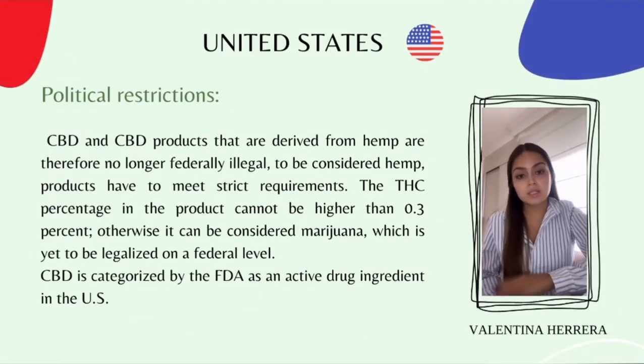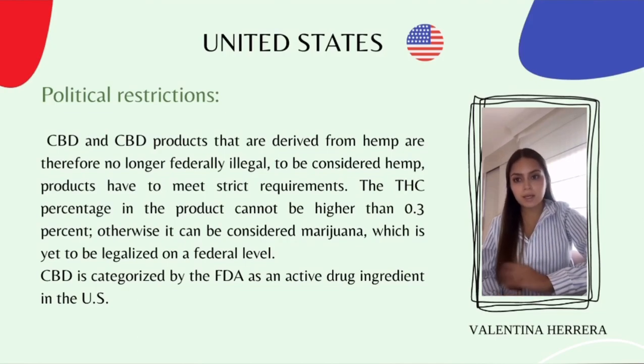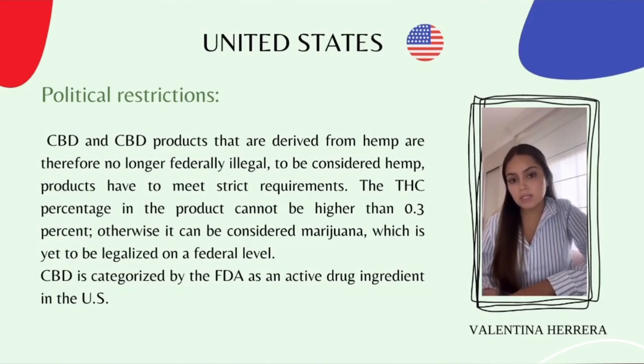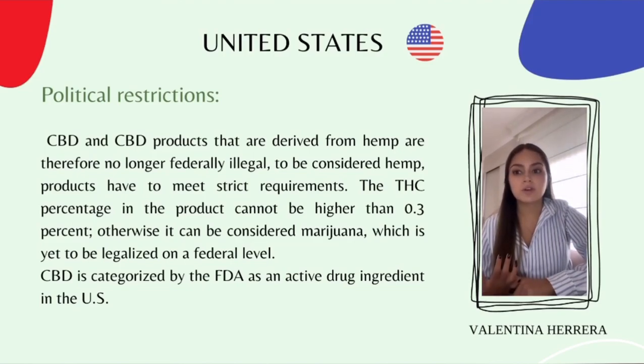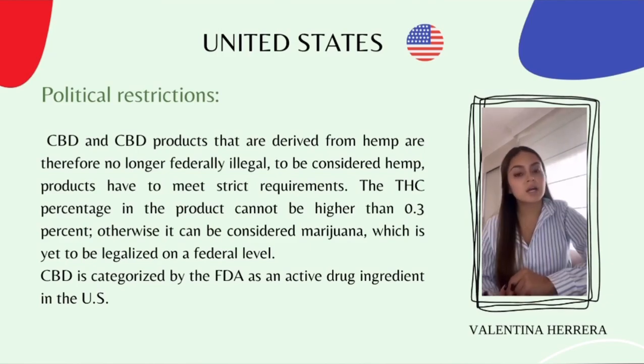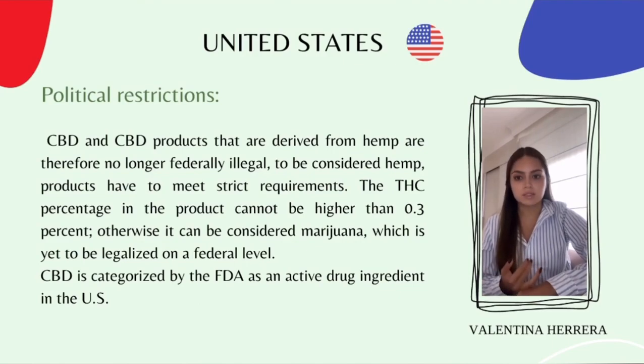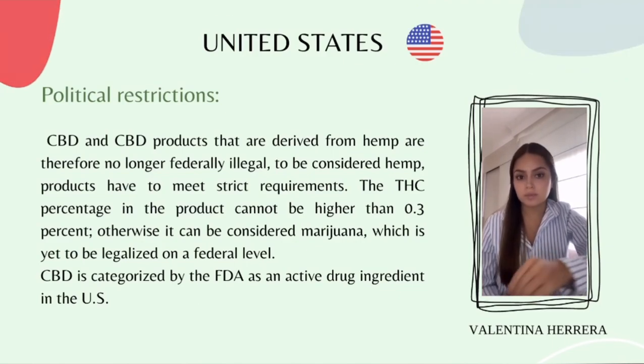On December 20, President Donald Trump signed the Agricultural Improvement Act of 2018 into law, amending the Agricultural Marketing Act of 1946 to allow for hemp production. CBD and CBD products that are derived from hemp are therefore no longer illegal, while CBD and CBD products derived from other variants of cannabis remain illegal. To be considered hemp, products have to meet strict requirements, like the THC percentage in the products cannot be higher than 0.3%. Otherwise, it can be considered weed.